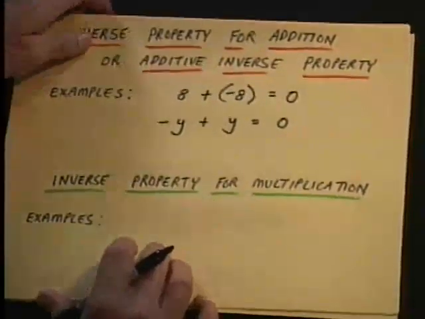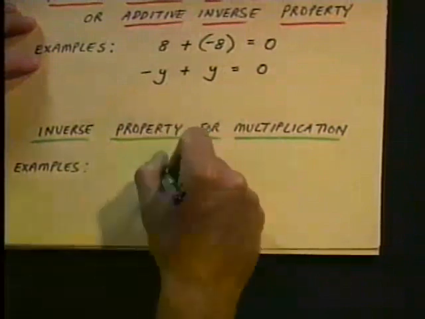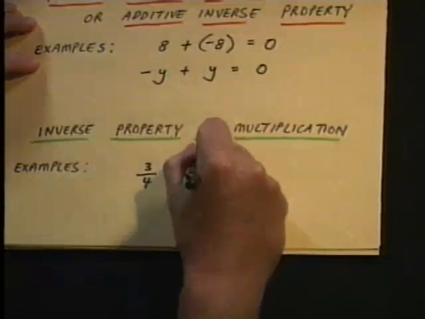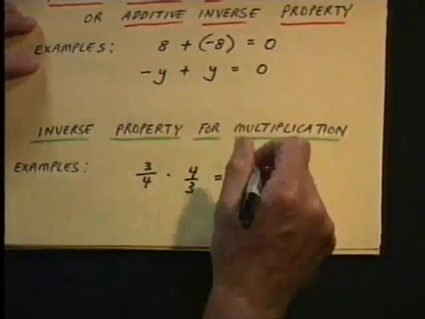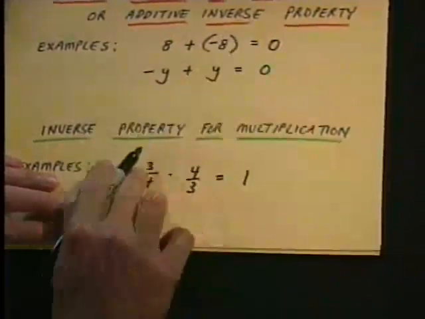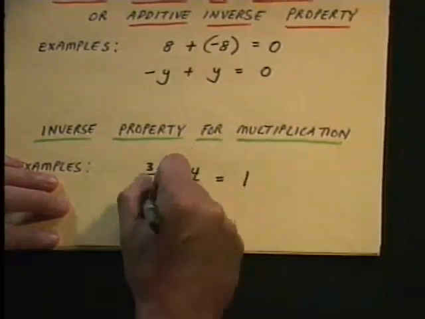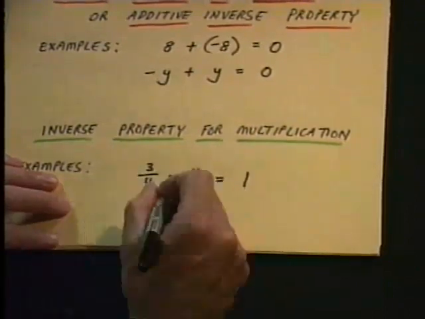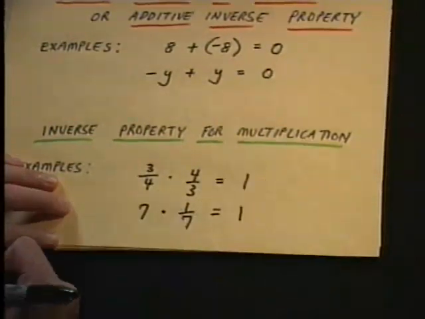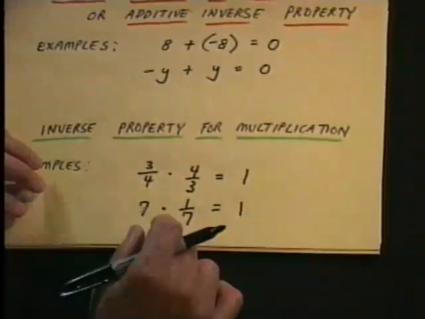And when it comes to multiplication, if you take a number, let's say 3/4, and multiply it by its reciprocal, now the reciprocal is just taking the fraction and flipping it over, 4/3, you get 1. And you can think about our cross cancellation, or chop chop, hush hush, on the 4s and on the 3s going back and forth here to cross cancel to give you 1. Or for example, if you take the number 7 and multiply by its reciprocal, which would be 1/7, the answer comes out to be 1 as well. So the inverse property for addition, the inverse property for multiplication.